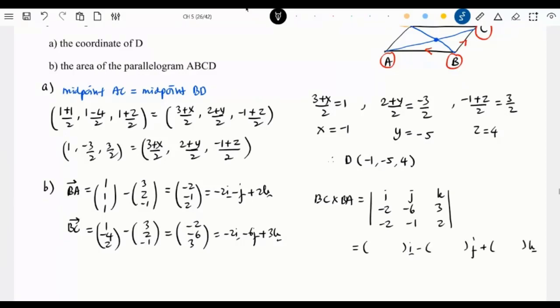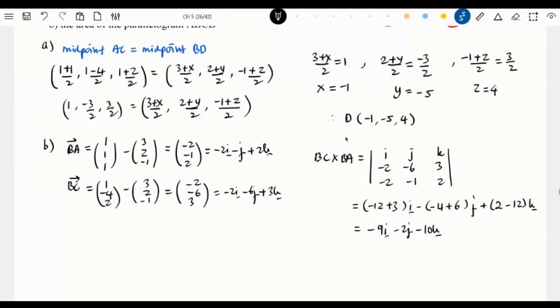Negative 12 plus 3. Negative 12 tambah 3. Untuk J? Negative 4 plus 6. Plus 6. For K? 2 minus 12. Alright, so we end up dia adalah negative 9i minus 2j minus 10k. Okay, so that will be for the BC cross BA.